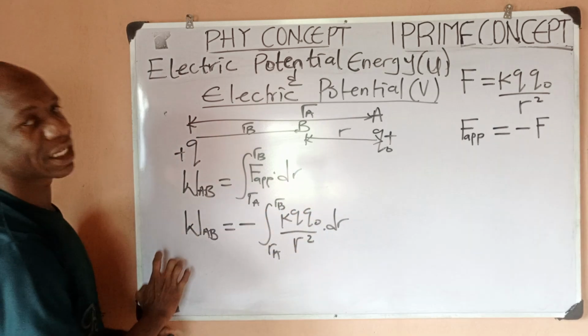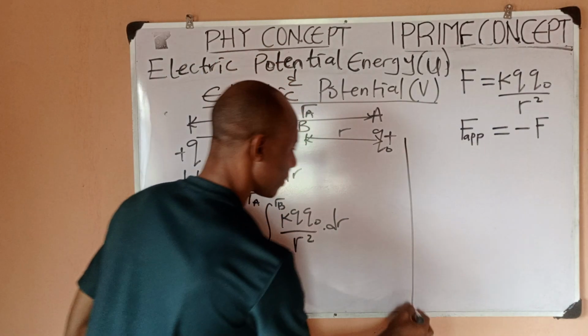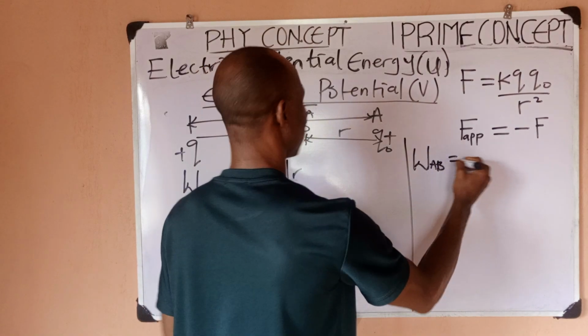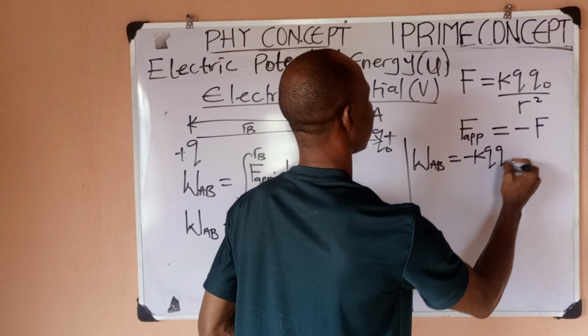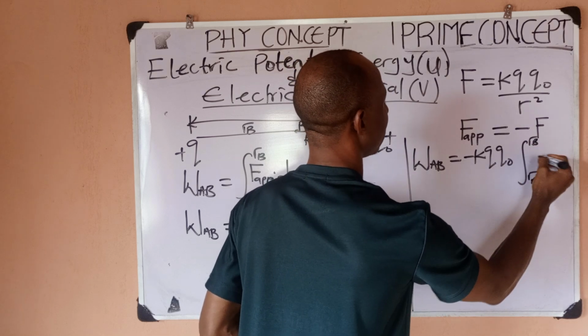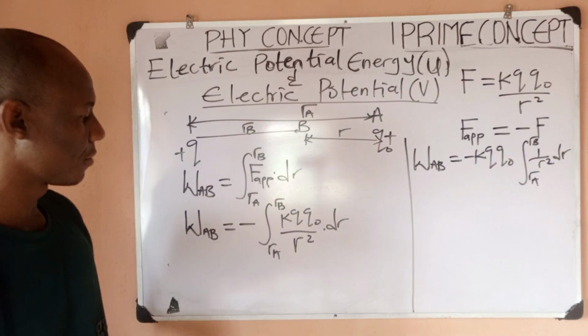So I'll bring this constant out and then integrate. So if I do that, I would have that my work done is going to be, I'll bring them out, minus K Q Q0 integral from point A to point B of 1 over R squared dR. So this is what I would have, right?